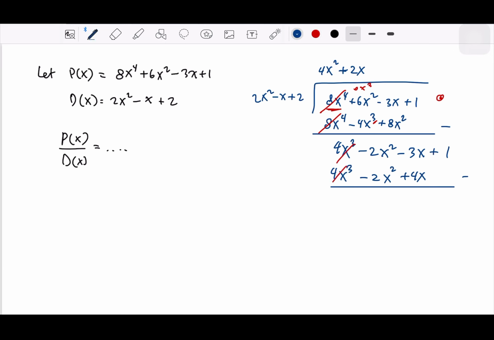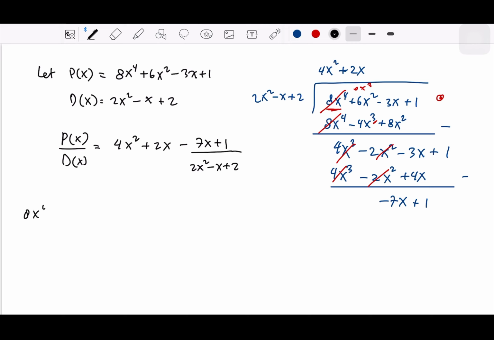Cancel this, and also cancel this part, and we have negative 7x plus 1. It's already lower than what we have for dividing, so we stop here. So we could write p of x over d of x is equal to 4x squared plus 2x minus 7x plus 1 over 2x squared minus x plus 2.